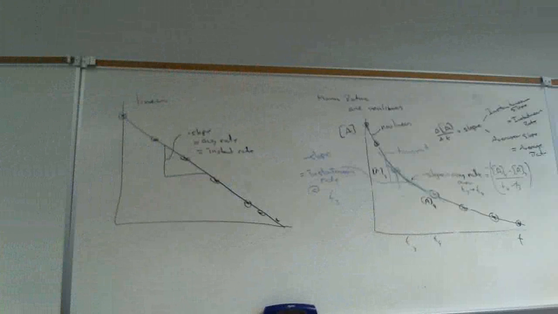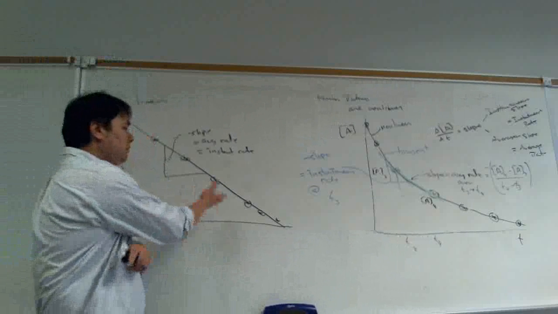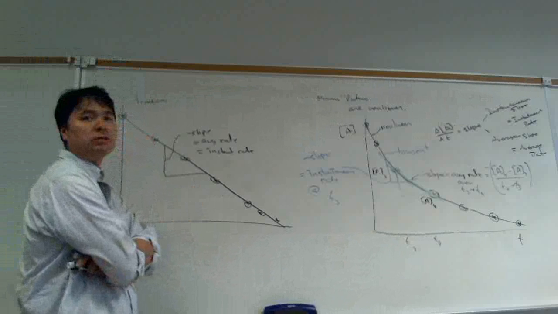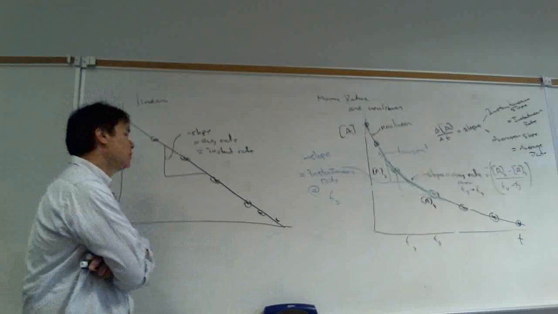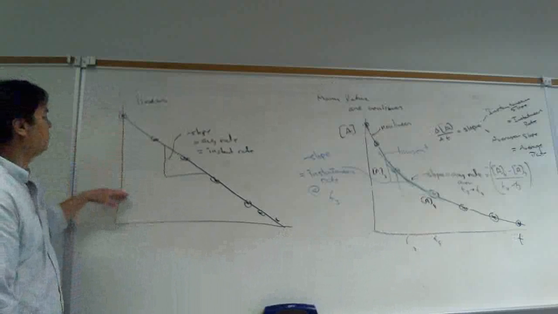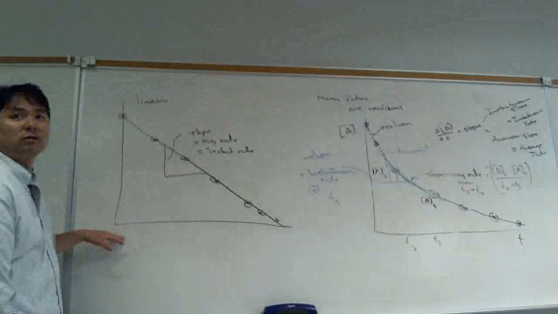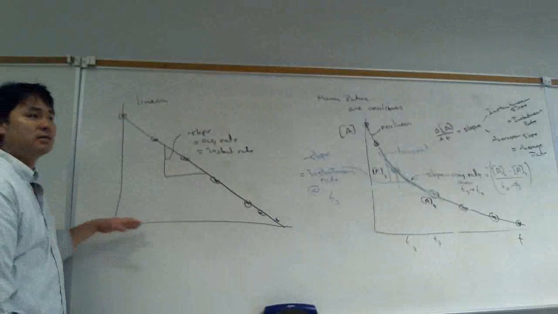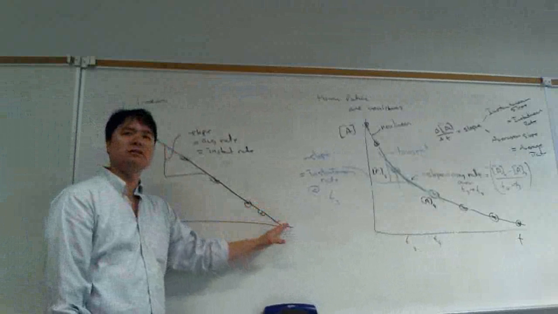Well, what we want to do is look at the pattern, and if we know the pattern, we'd like to make predictions. One of the predictions would be, at what time would the concentration of A go to 0? We could sit there and wait. Do we have to collect data until it goes all the way to 0?